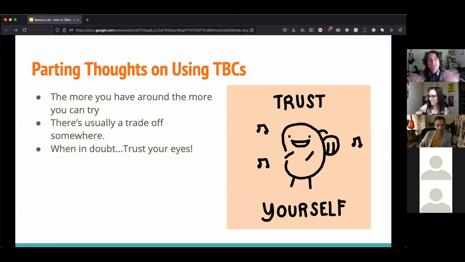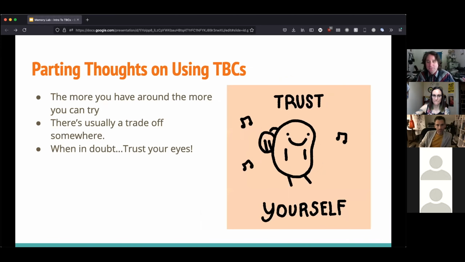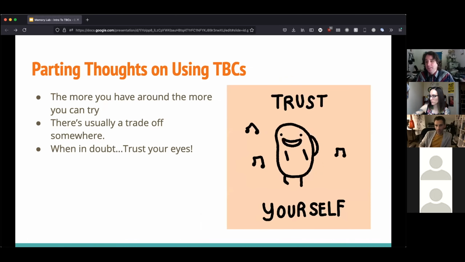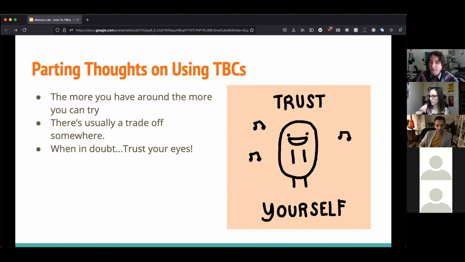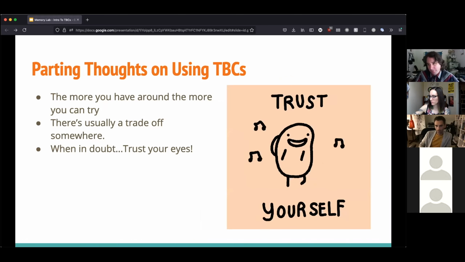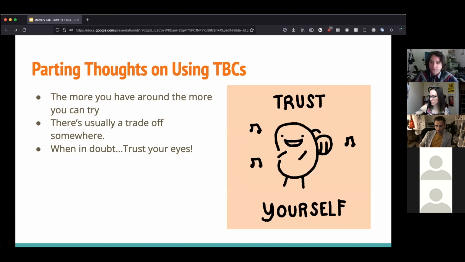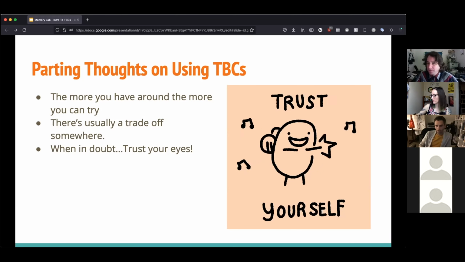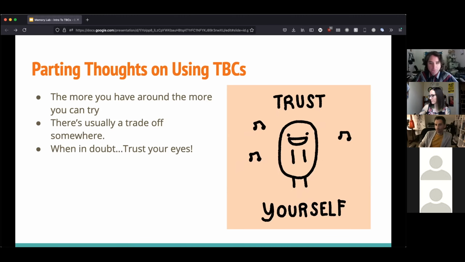And so, just more parting thoughts about using TBCs. The more you have around, the more you can try. They are necessary. I should have mentioned that, but they are necessary because they're expected to be in a professional signal path. The equipment that we use for digitizing is generally professional equipment that is, again, expecting a professional signal path.